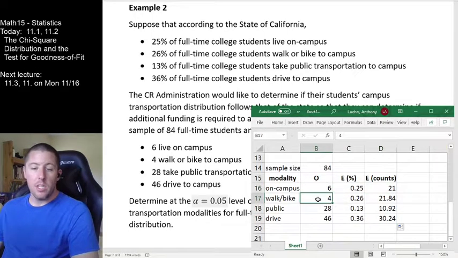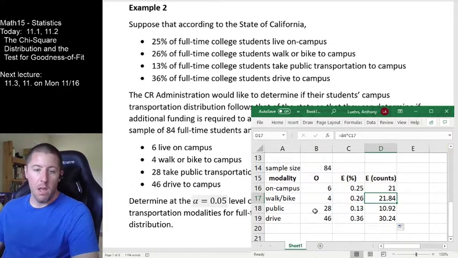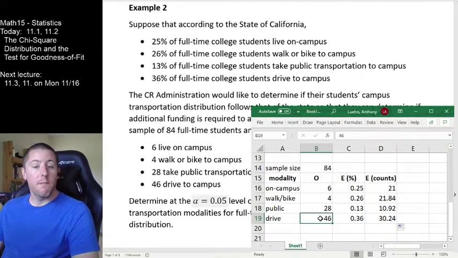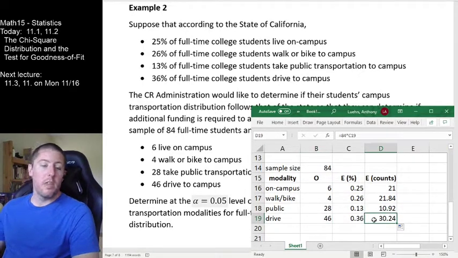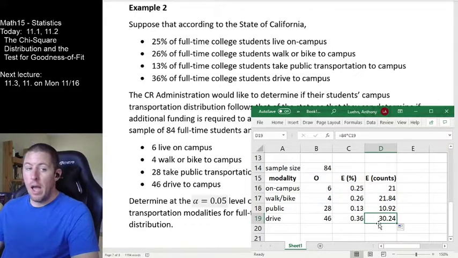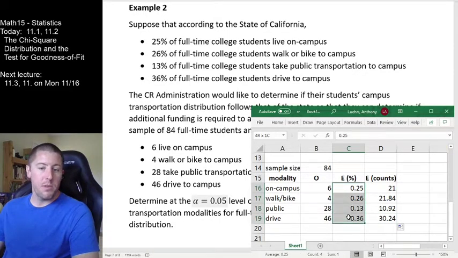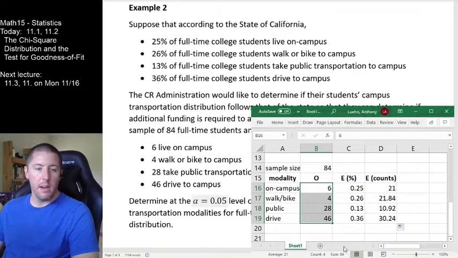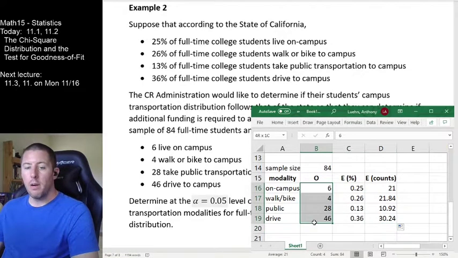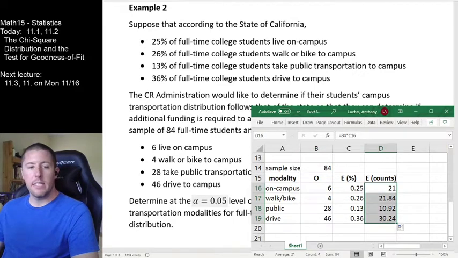Big difference. We saw 4 people walk or bike to campus when we expected 21.84. Big difference. We saw 28 students use public transportation. We expected only about 11. Big difference. We saw 46 students drive to campus. We expected only about 30 in our sample. Pretty big difference. So this seems to pretty wildly differ from the null hypothesized distribution. This does not seem to be reflective of it. So when we compare our observed counts minus our expected counts, this will help us compute our chi-squared test statistic.